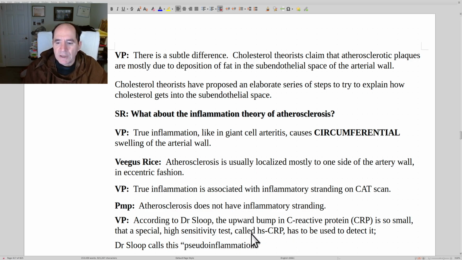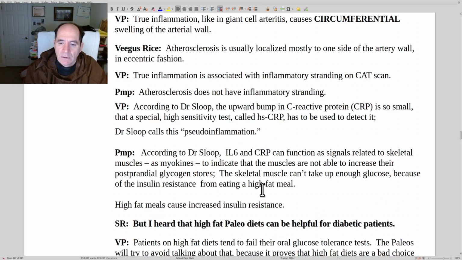Okay, and also Sloop says that C-reactive protein can also be related to the muscles having depletion of their glycogen due to the insulin resistance associated with high-fat meals. And he thinks it's functioning as a myokine signal of decreased glycogen in the skeletal muscle postprandial because of the insulin resistance. Okay, so that's kind of interesting.